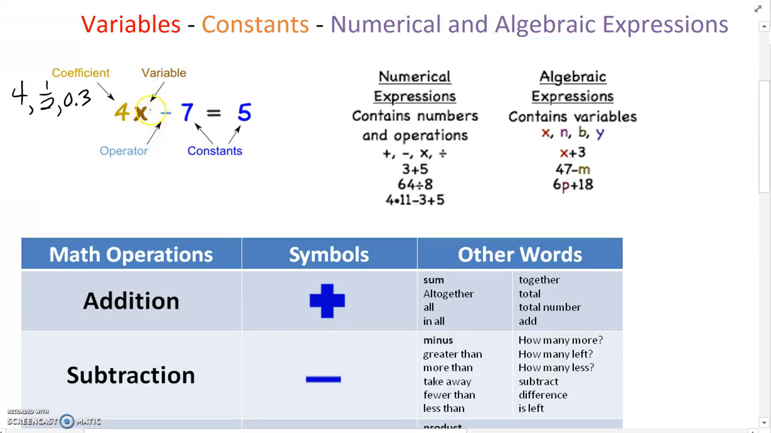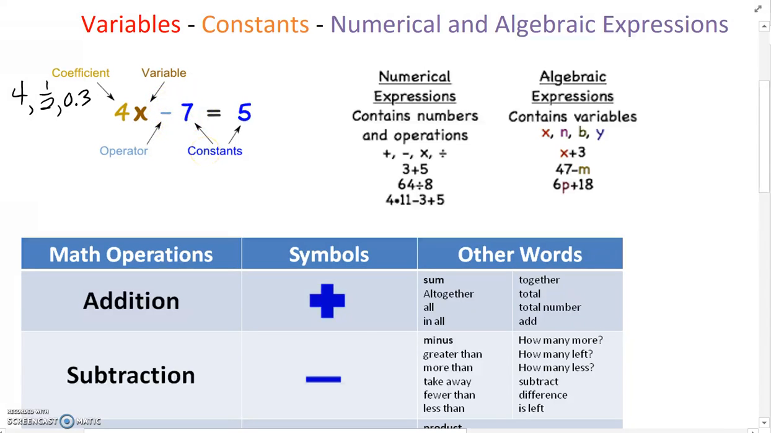Now, a variable, of course, is going to be any letter in the alphabet. It represents an amount we do not know yet. Operations: addition, subtraction, multiplication, and division.